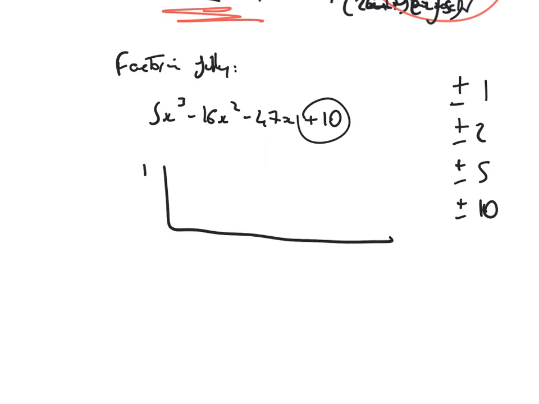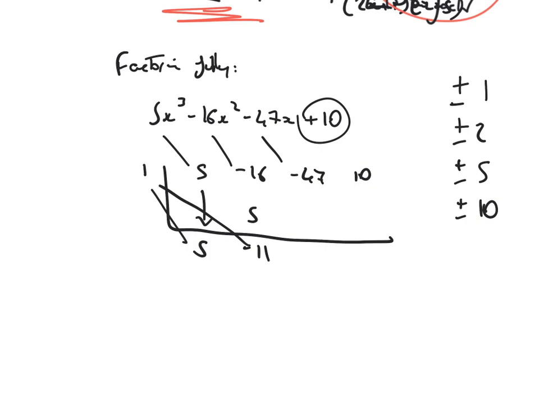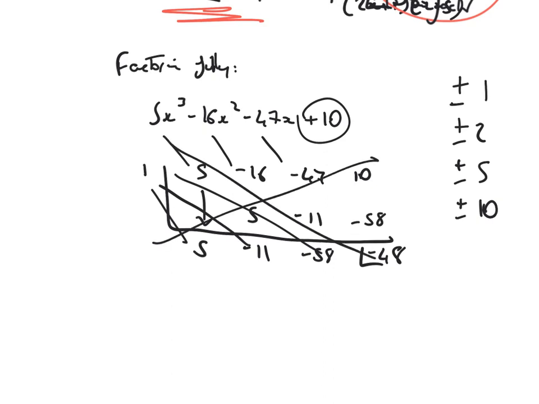Let's try 1. So the coefficients will be 5, minus 16, minus 47 and 10. Drop the 5 down. 5 times 1 is 5. 5 minus 16 is minus 11. Minus 11 times 1 is minus 11. Minus 11 minus 47 is minus 58. Multiply that by 1 is minus 58. Minus 58 plus 10 is minus 48. So that's a non-zero remainder, therefore it's not a factor.